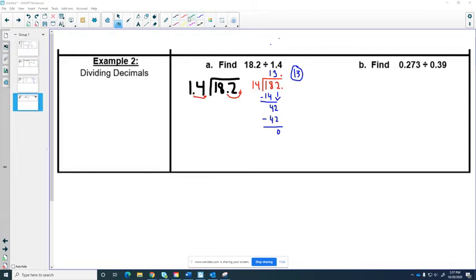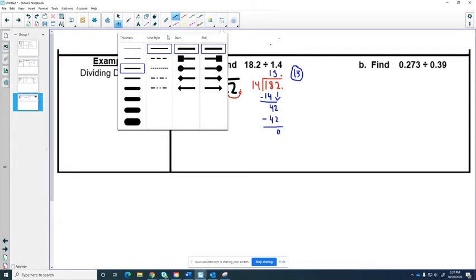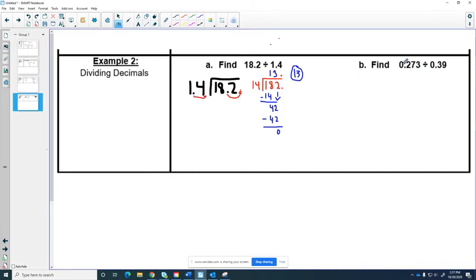In this second problem, the dividend is 273 thousandths, and the divisor is 39 hundredths. So we're going to take 273 thousandths divided by 39 hundredths.